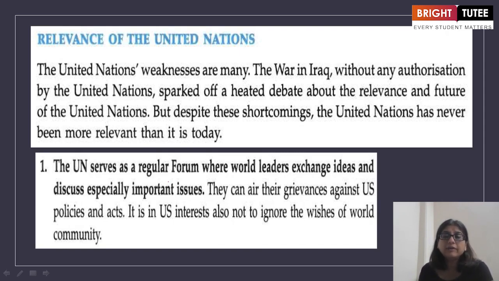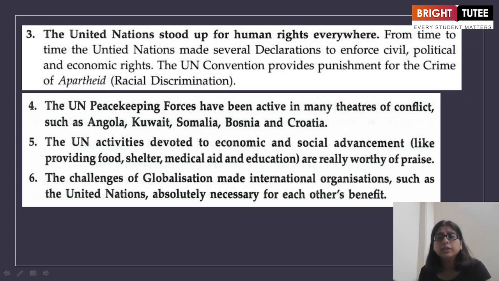The war in Iraq, without any authorization by the United Nations, sparked off a heated debate about the relevance and future of the United Nations. But despite these shortcomings, the United Nations has never been more relevant than it is today. It serves as a regular forum where world leaders exchange ideas and discuss especially important issues. They can air their grievances against US policies and acts, and it is in US interest also not to ignore the wishes of the world community.